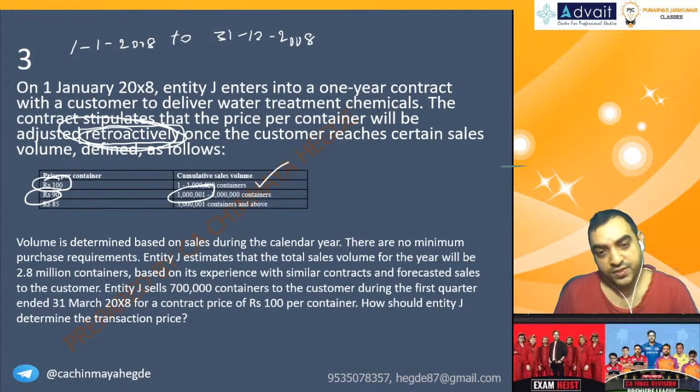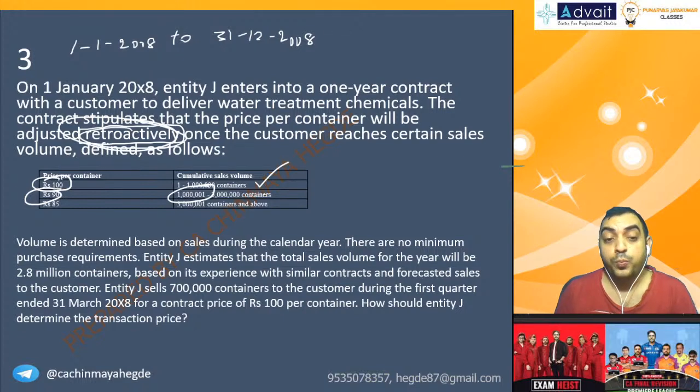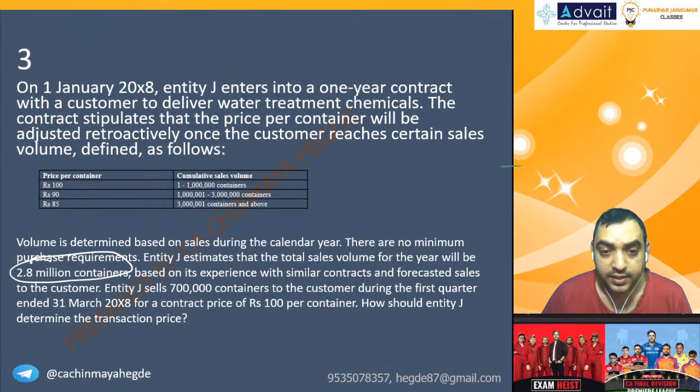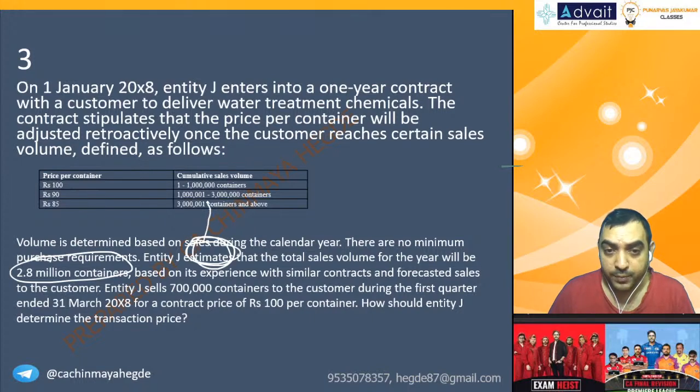Volume is determined based on the sales during the calendar year. There is no minimum purchase requirement. Entity J estimates that total sale volume for the year will be 2.8 million containers, based on its experience with similar contracts and forecasted sales to the customer. Entity J sells 7 lakh containers to the customer during the first quarter ended 31st March 2008 for a contract price of 100. How should entity J determine the transaction price? Please understand, 2.8 million is their estimation. So what is their estimation? Estimation will be 2.8 million, which means this will be their expected final price, that is 90 rupees.